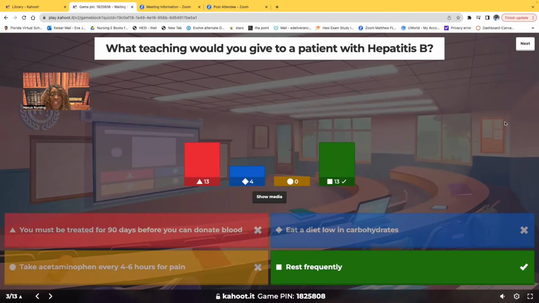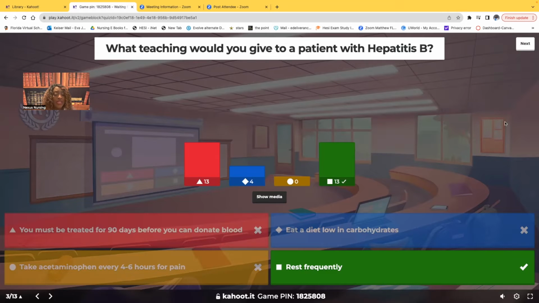Next choice, eat a diet low in carbs. No, we want the patient to eat a diet high in carbs. This patient with hepatitis B, this is a viral infection. The patient's going to be losing weight. And guess what? Carbs give you energy. You need energy to fight the infection. So we're going to tell the patient to eat a diet high in carbs. We don't want them wasting away.